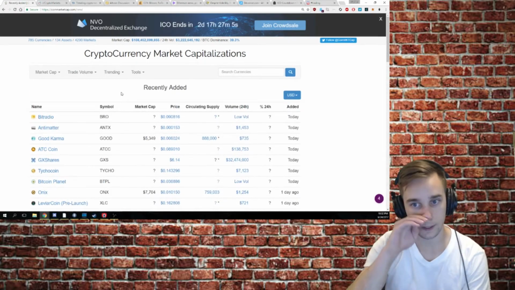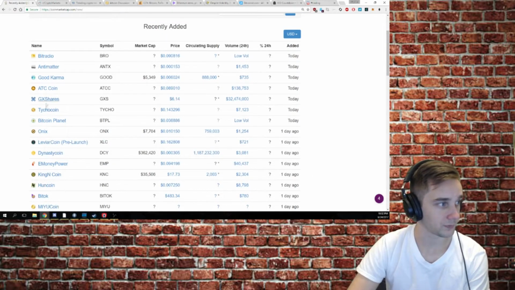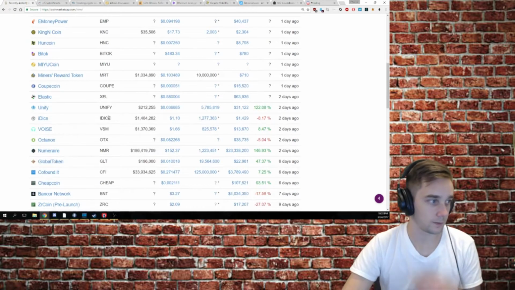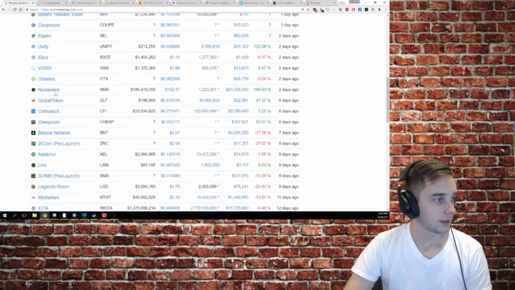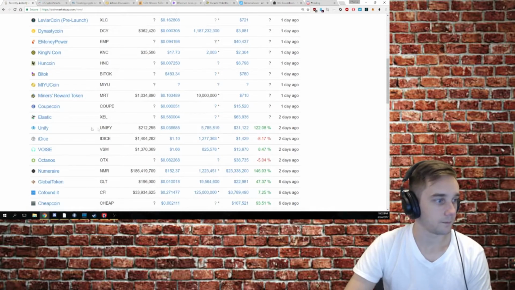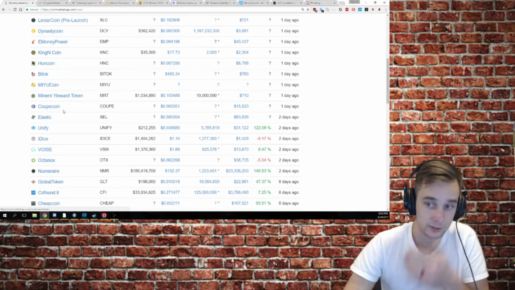You can also look at things that were just added. Look at these. So these specific coins were just added today. These were added a day ago, 2 days ago. And you can see that some coins, as soon as they get added to CoinMarketCap, they spike in value. So that's another interesting thing to take a look at.